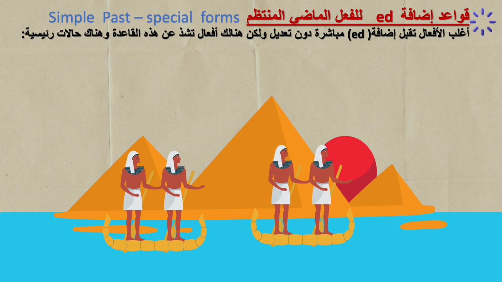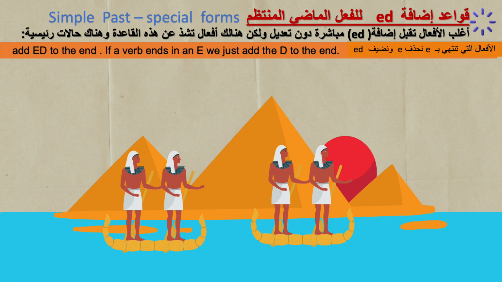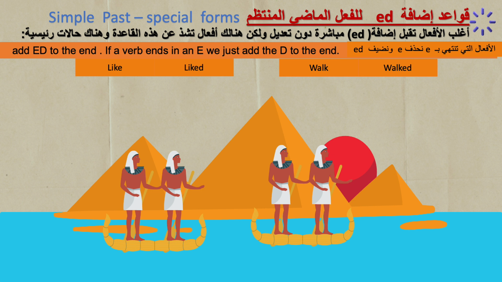Sometimes a verb changes its form with tenses. There are special forms for adding ed. If the verb ends with e, we just add d, like, liked. Just add d to the end of the verb.